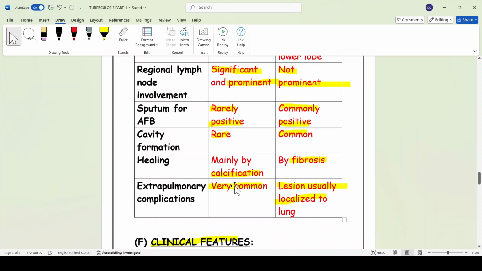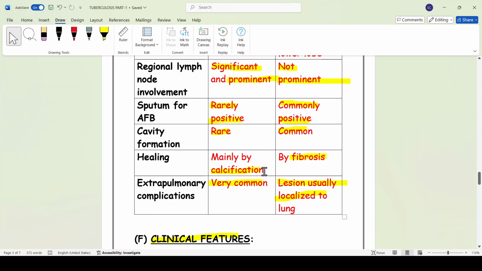If you see the healing, in case of primary TB it is mainly by calcification. That is, healing takes place by calcification. Whereas in case of secondary TB, it is by fibrosis. That is, the place where the secondary TB takes place, there is fibrosis. That place becomes fibrosed. Okay.